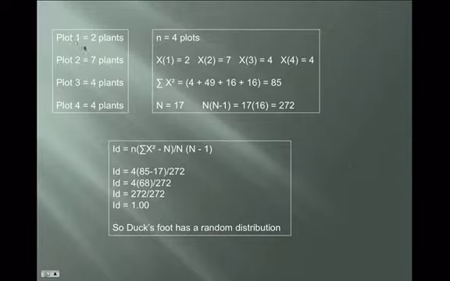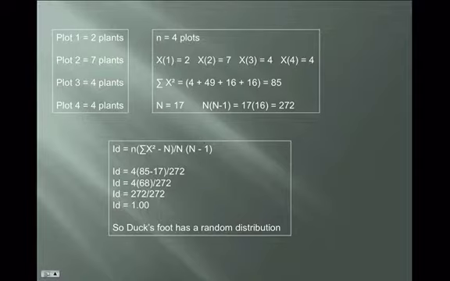So here we counted it out for you. So in the equation, little n is the number of plots, which is 4. And then when we were to square each one of the subplots, each number of plants in each subplot, you end up with 4 plus 49 plus 16 plus 16, which totals 85. And that's the number right here. And we subtract the total number of individuals within the entire area from that number.